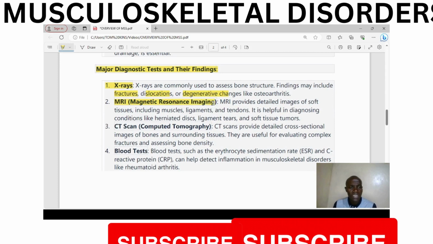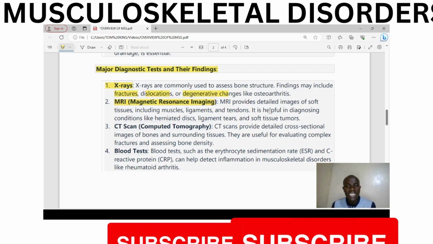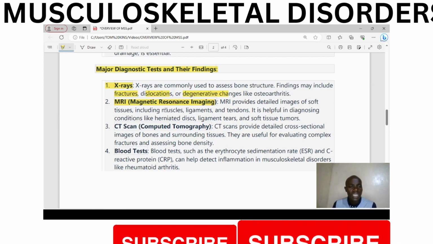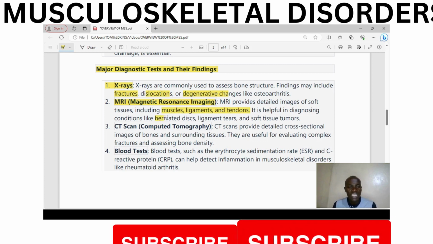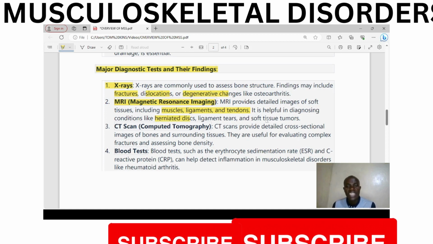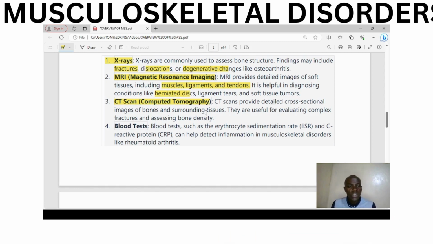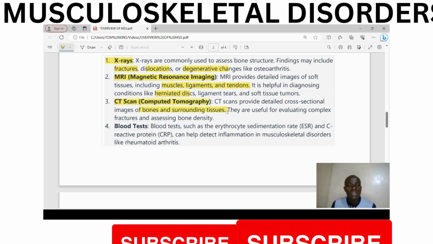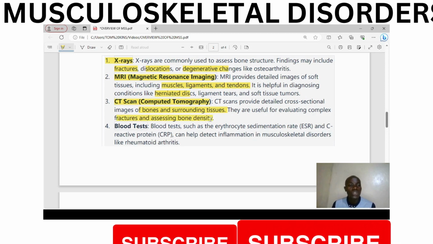Another one is the MRI, magnetic resonance imaging. This one provides detailed images of soft tissues, including the muscles, ligaments, and tendons. It's very helpful in diagnosing conditions like herniated discs, ligament tears, and soft tissue tumors. The third one is the CT scan, or computed tomography. Computed tomography provides detailed cross-sectional images of the bone and surrounding tissues. It is useful in evaluating complex fractures and assessing bone density.